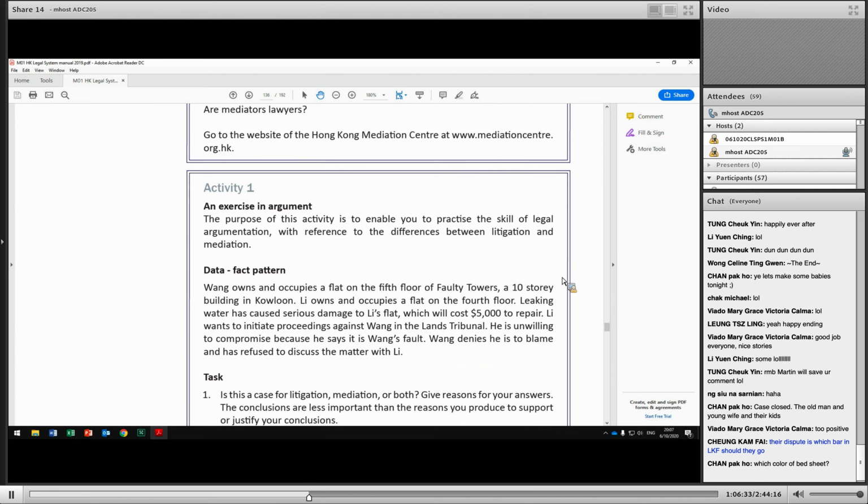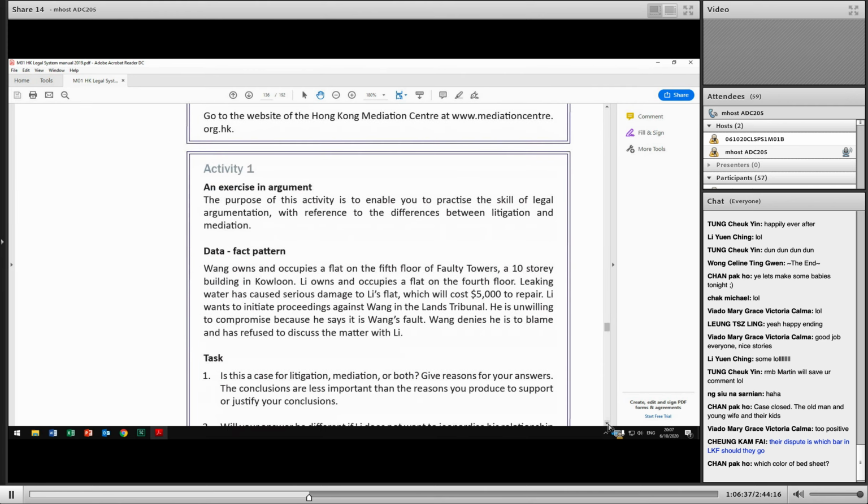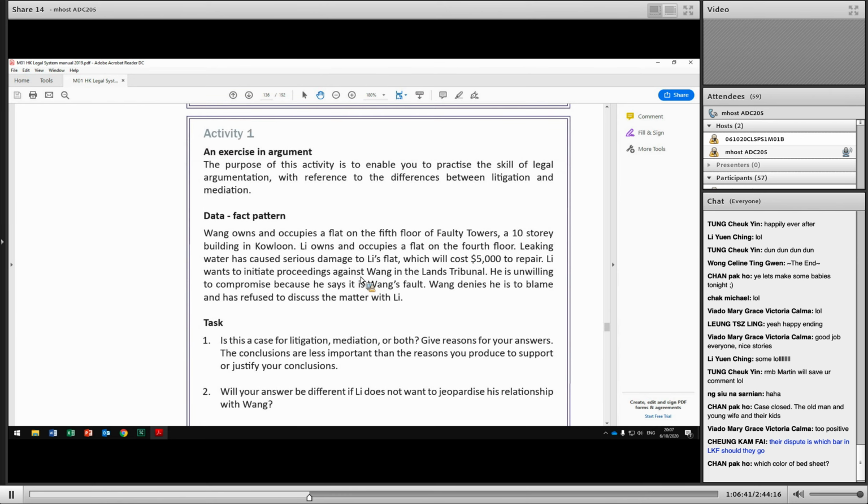Okay, so please do activity 1. In activity 1 there's a dispute between two parties. This dispute is very similar to the previous one, the one we saw in the clips. The case is about water leakage. Mr. Wang was living on the 5th floor. Mr. Lee was living on the 4th floor. There was leaking water. It caused damage to Lee's flat, which will cost him $5,000 to repair. Lee wants to sue Wang in the land tribunal. He's unwilling to compromise because he says it's Wang's fault. Wang denied any blame and has refused to discuss the matter with Lee.